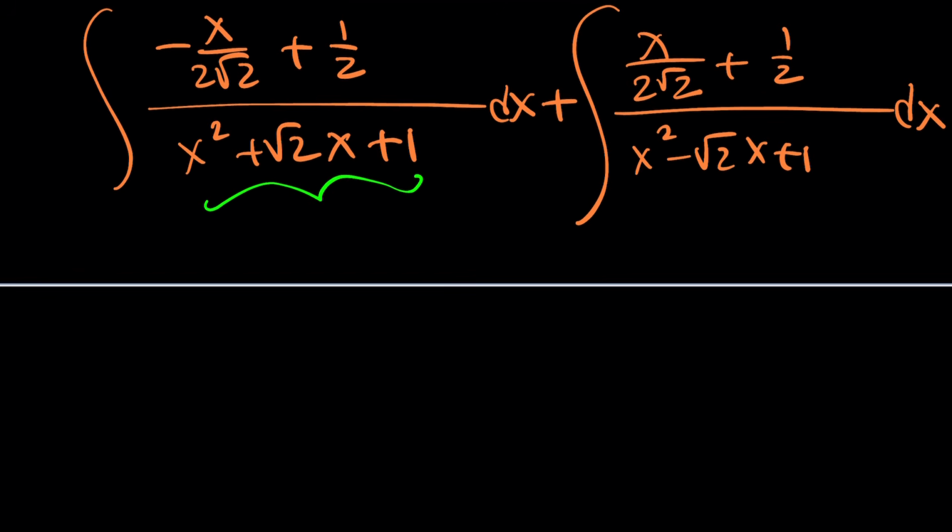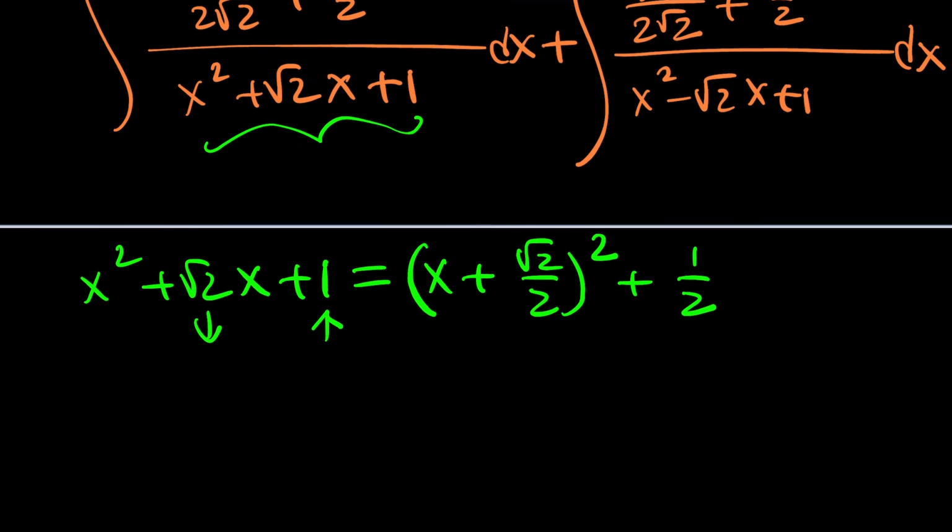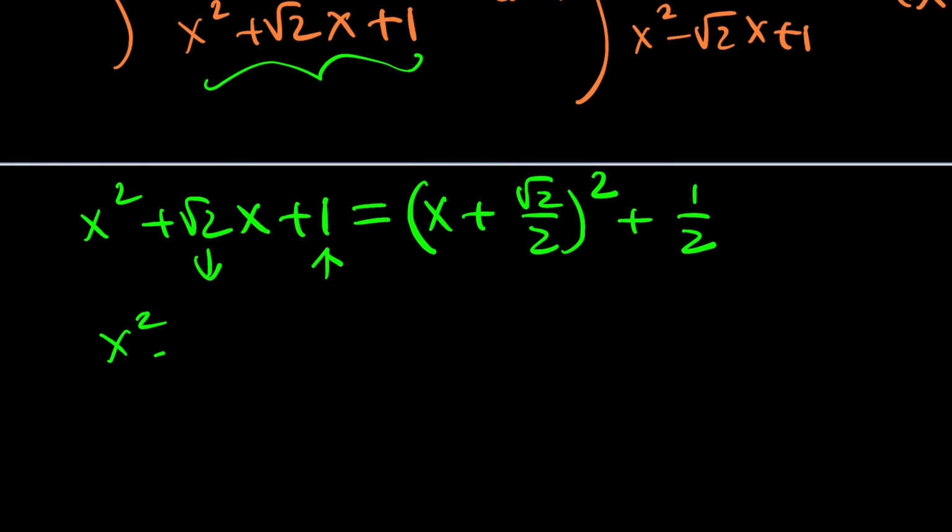So let's go ahead and take x squared plus root 2x plus 1 and write it as x plus root 2 over 2 squared, because you have to take half of that. And of course, that's going to give you a constant term of 1/2, but you need a 1, so you need to add another 1/2. Make sense? And for the other one, you need to do something similar. Once you do one, the rest is easy.